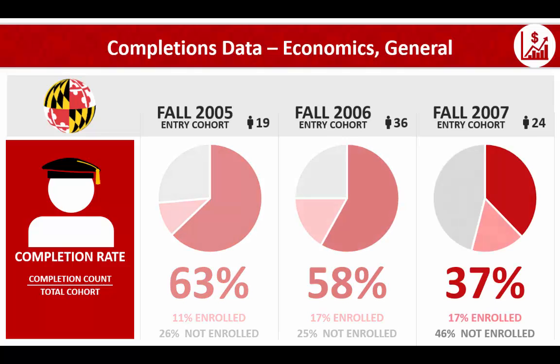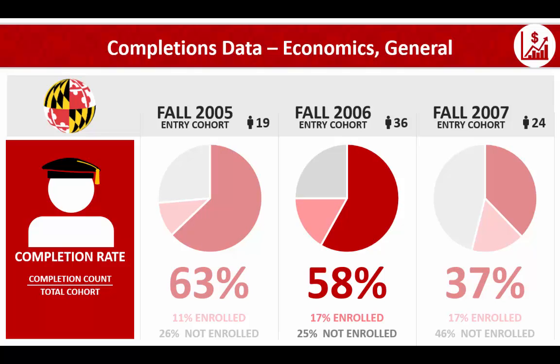So for our first program, economics, here you can see we have 3 cohorts of students and 3 cohorts of data that we have pulled. We're going to focus on the fall 2006 as that's going to be the example that we use for our visualization moving forward. Here you can see that in fall 2006, the entry cohort of students in economics was 36. So there were 36 entering fresh-faced doctoral students. 58% of those students had graduated by 2013. An additional 17% are still enrolled, and a quarter were no longer enrolled.